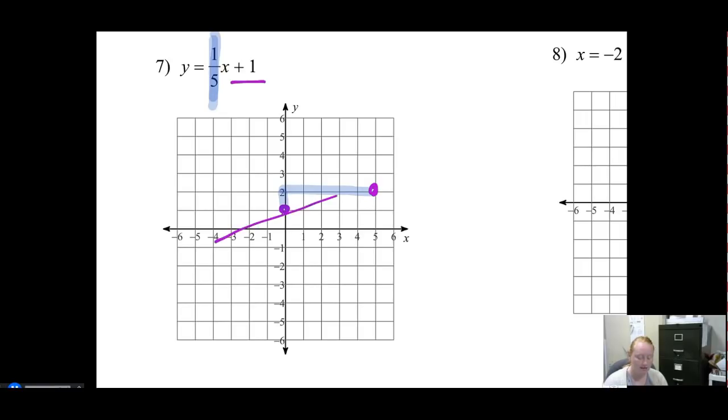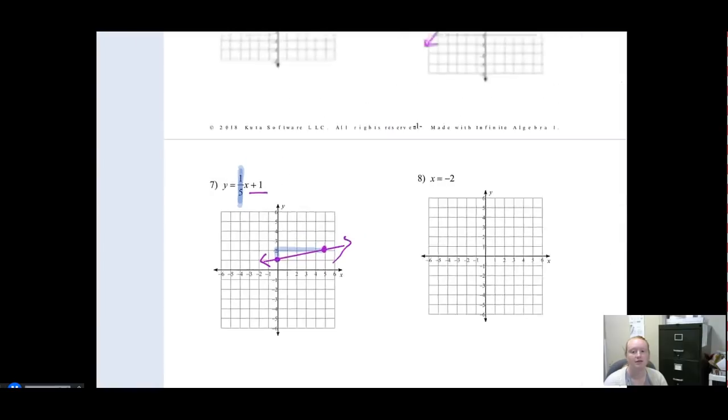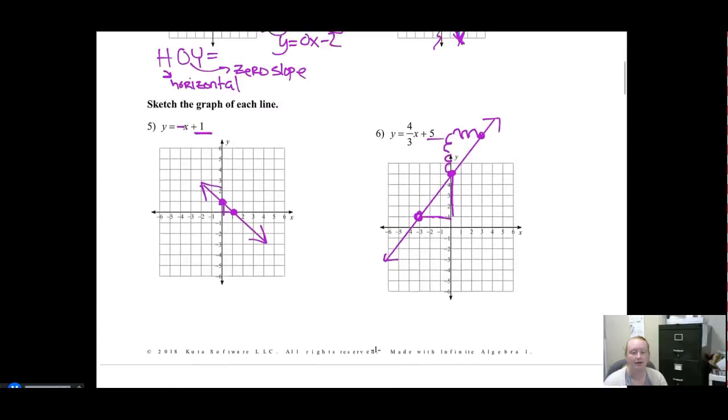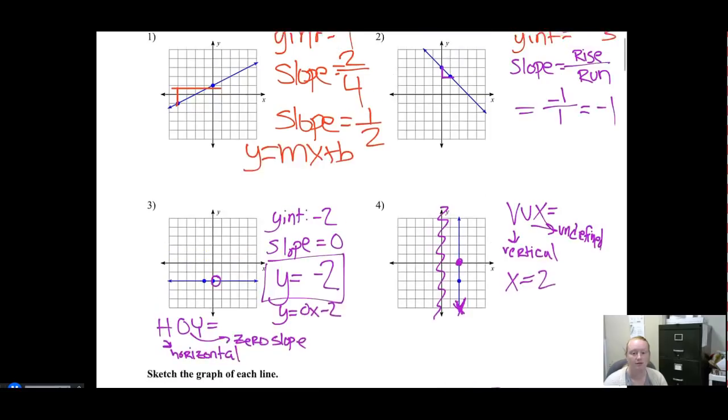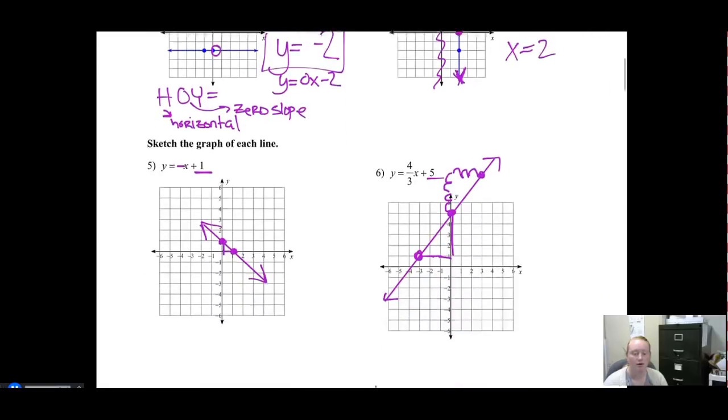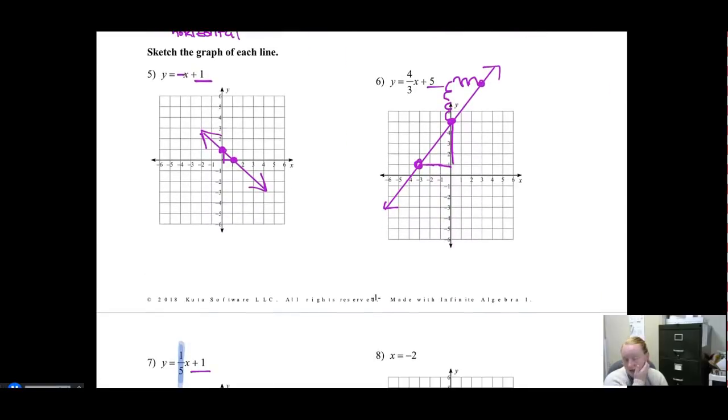I'm then going to connect my dots, which I didn't do a very good job of. And I'm going to put arrows at the end. It is important that you have arrows at the end of every single line. So see how mine have arrows? It tells you that these lines go on and on forever.